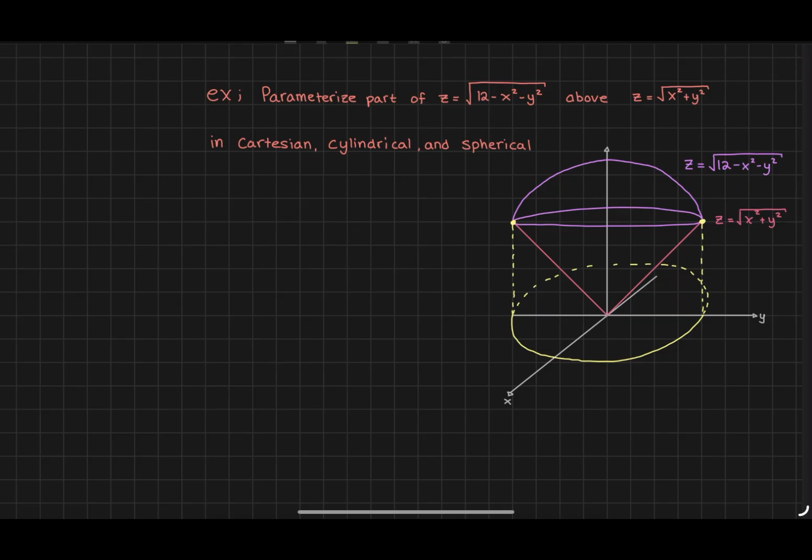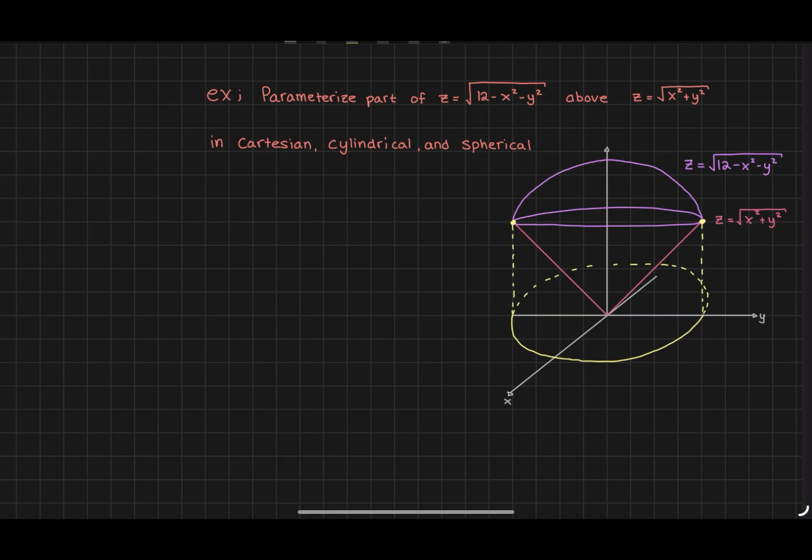Our first example, we're asked to parameterize part of z is equal to the square root of 12 minus x squared minus y squared above z is equal to the square root of x squared plus y squared in Cartesian, cylindrical, and spherical coordinates. So this is kind of a hybrid problem. This is definitely something that you may run into on an exam or some kind of homework when you're asked to parameterize in the 3 coordinate systems that we're aware of. And then from there, you'll be able to pick which one is easiest. But it could definitely be beneficial to practice this way so that you can get a handle on exactly how to parameterize in multiple coordinates.